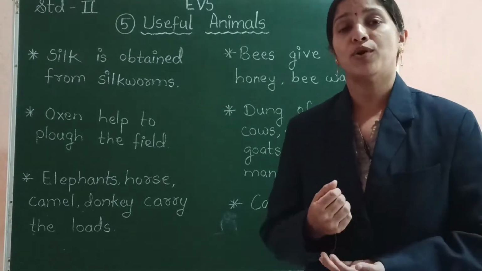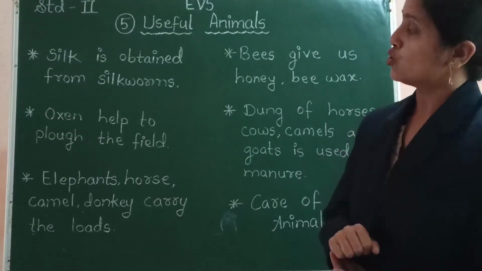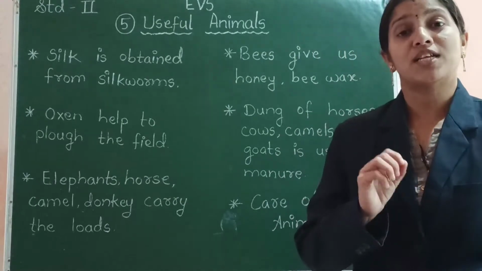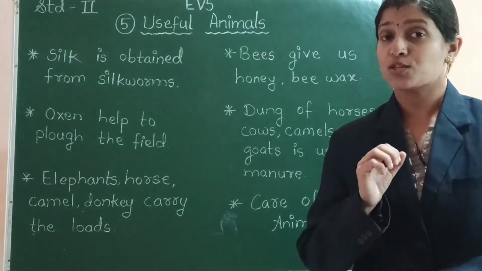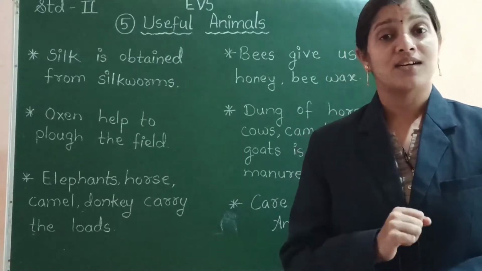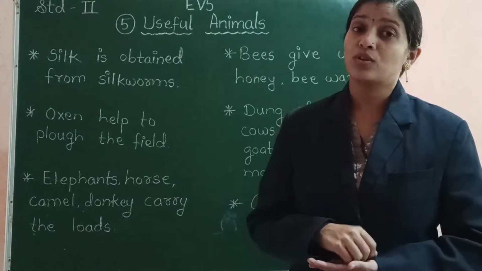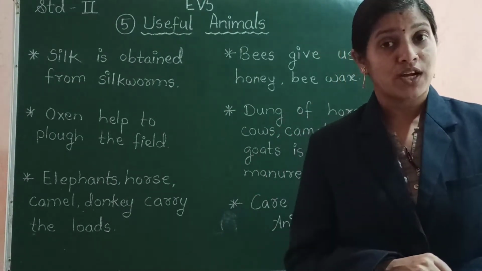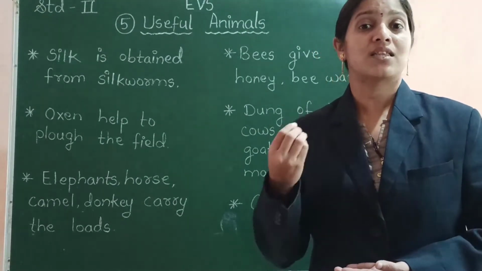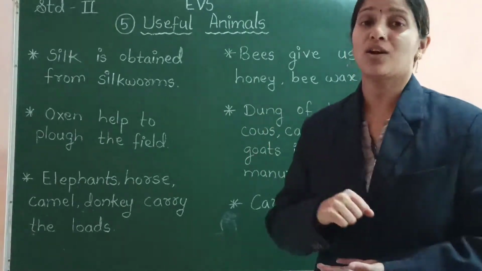So today we are going to see some more uses of animals to human beings. So do you know a silkworm? A silkworm is a very small insect, and this small insect called a silkworm provides us the silk that is used for the silk cloth. So the silk cloth that is manufactured is prepared or formed from the silk threads or the silk fibers that are obtained from the silkworm.